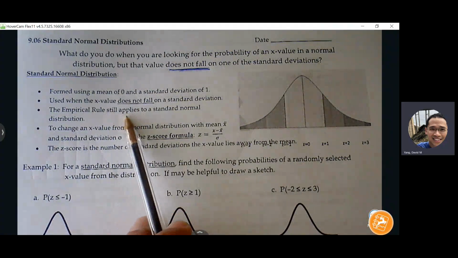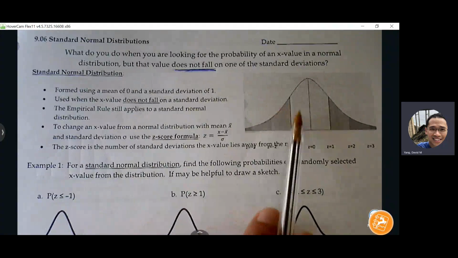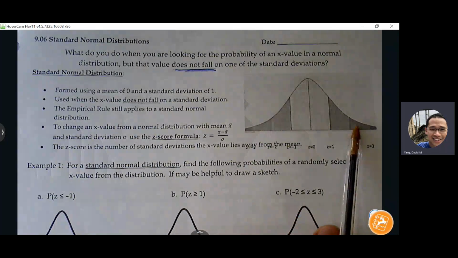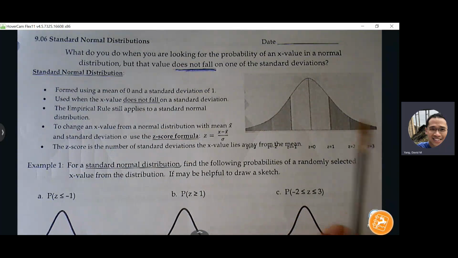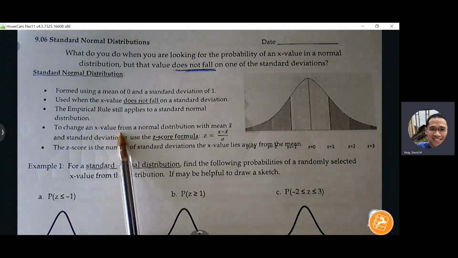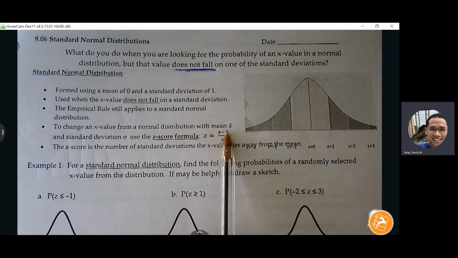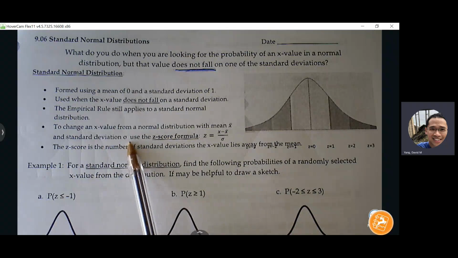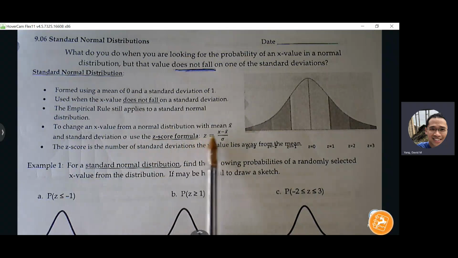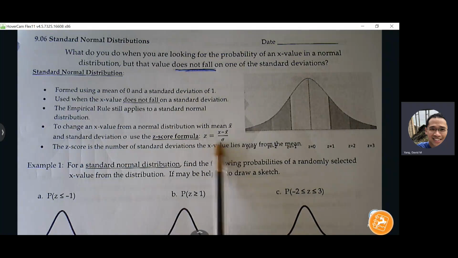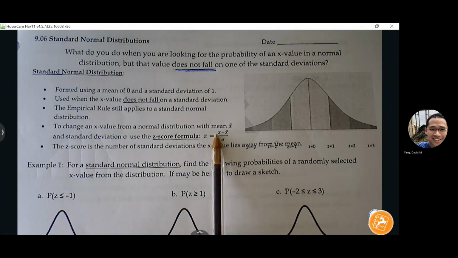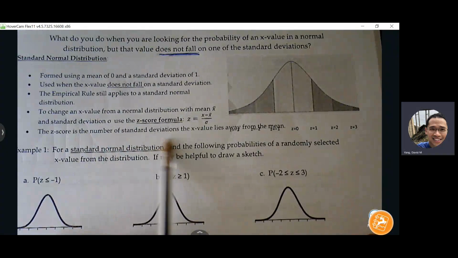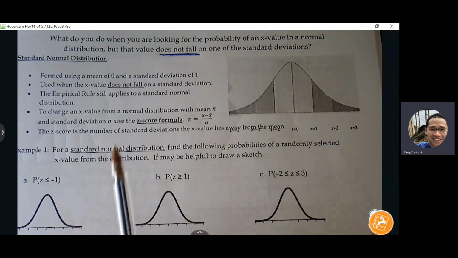Okay. So the empirical rule still applies to a standard normal distribution, meaning that we still have the 34, 34, 13.5, 0.23, 2.35, and 0.015. So all that still applies. But we're going to change the x value from a normal distribution with a mean x bar and a standard deviation sigma to use a z-score formula, which is z equals x minus x bar divided by sigma. So x bar is still the mean. Sigma is still the standard deviation, but then x is going to be whatever x value we're looking for at that moment in time. Right. The z-score is the number of standard deviations the x value lies away from the mean.